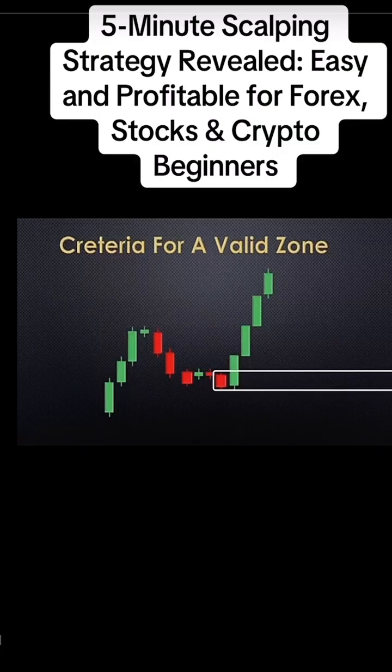The fourth and final factor is the risk to reward ratio. This is critical. Don't trade a zone unless it offers at least a 3-to-1 risk to reward ratio. If the potential profit isn't at least 3 times your risk, it's best to skip the trade, even if the zone looks strong. Without a solid risk to reward ratio, you'll lose in the long run.